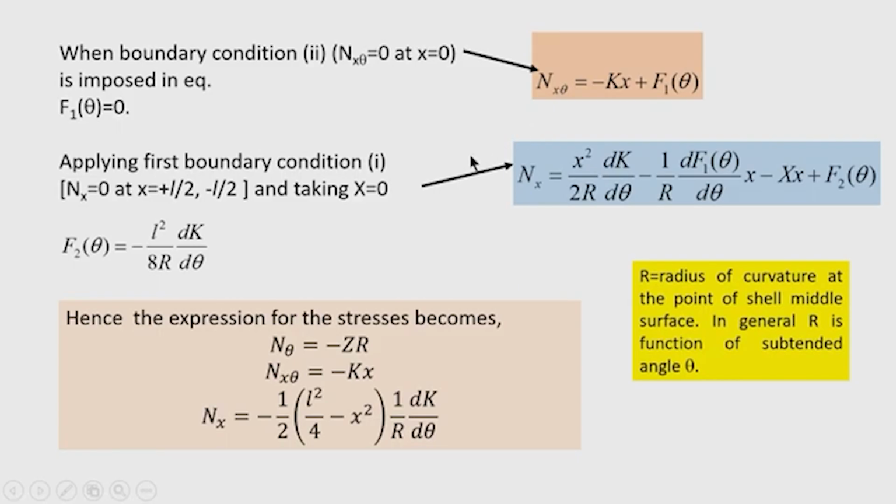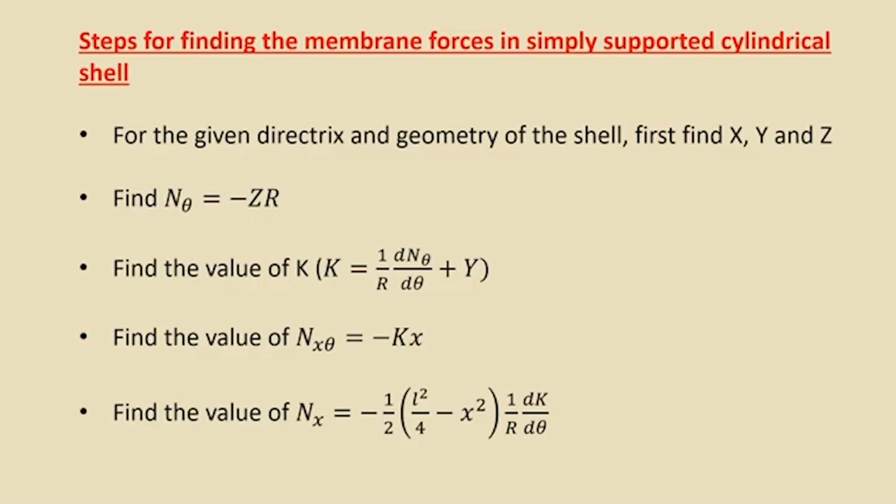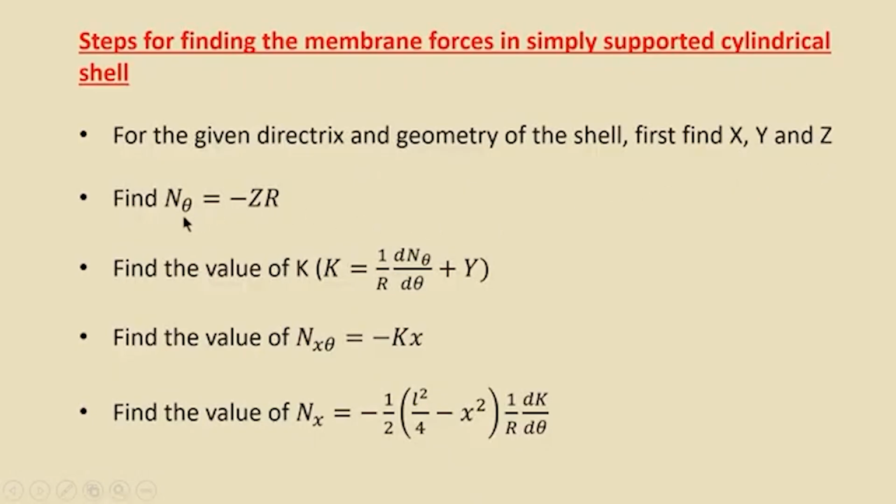Now, in the calculation of membrane stresses, some steps have to be followed. Systematic steps are given here. For the given directrix and geometry of the shell, first find x, y and z and also the expression for the radius of curvature, which is the most important. That task has to be completed first. Given the load in any direction, we have to find the components of the load along the longitudinal direction, along the directrix and along the radial direction. So, three components of loads are found, and the radius of curvature of the directrix curve is also to be found out. Once these quantities are found, we go for obtaining n theta.